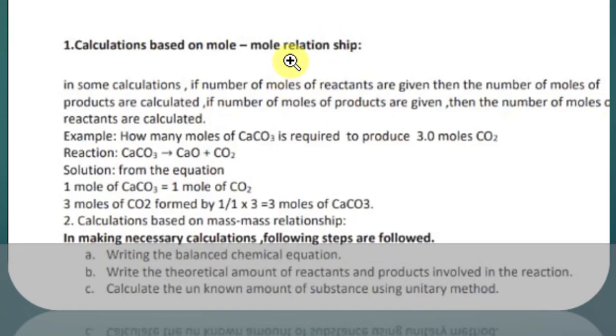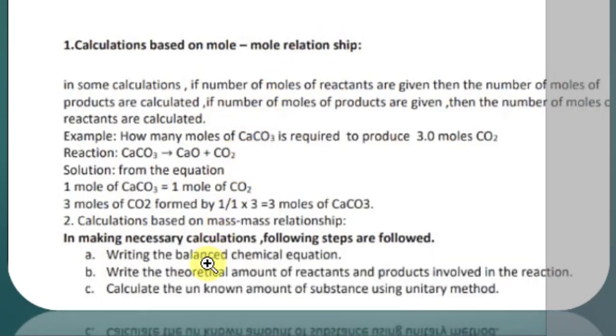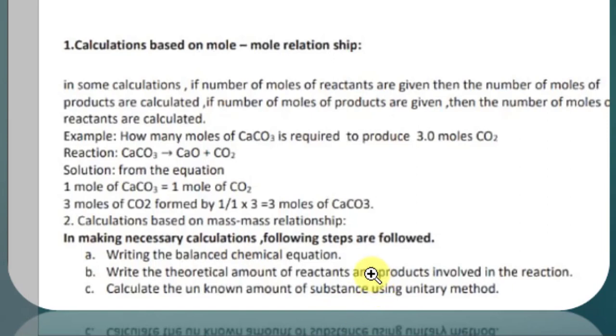So now let's see how we can proceed here. In this calculation, there are some steps we have to follow. What are those steps? First, we have to balance the chemical equation. The chemical equation that is given will not be balanced, we have to balance it. So our first step is what? We have to balance the given chemical equation.